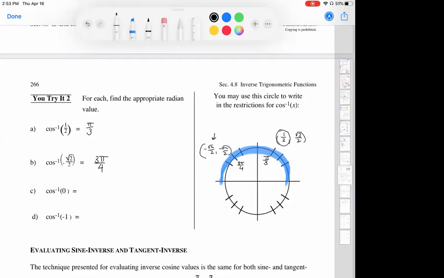Cosine inverse of 0. Cosine is only 0 at... ooh, I'm wrong. Cosine is only 0 right here at 90 degrees, at pi over 2, with the coordinate point 0, comma 1. So I get pi over 2. At negative 1, cosine is only negative 1 right here with the coordinate point of negative 1, comma 0. And this is pi. Any questions here?